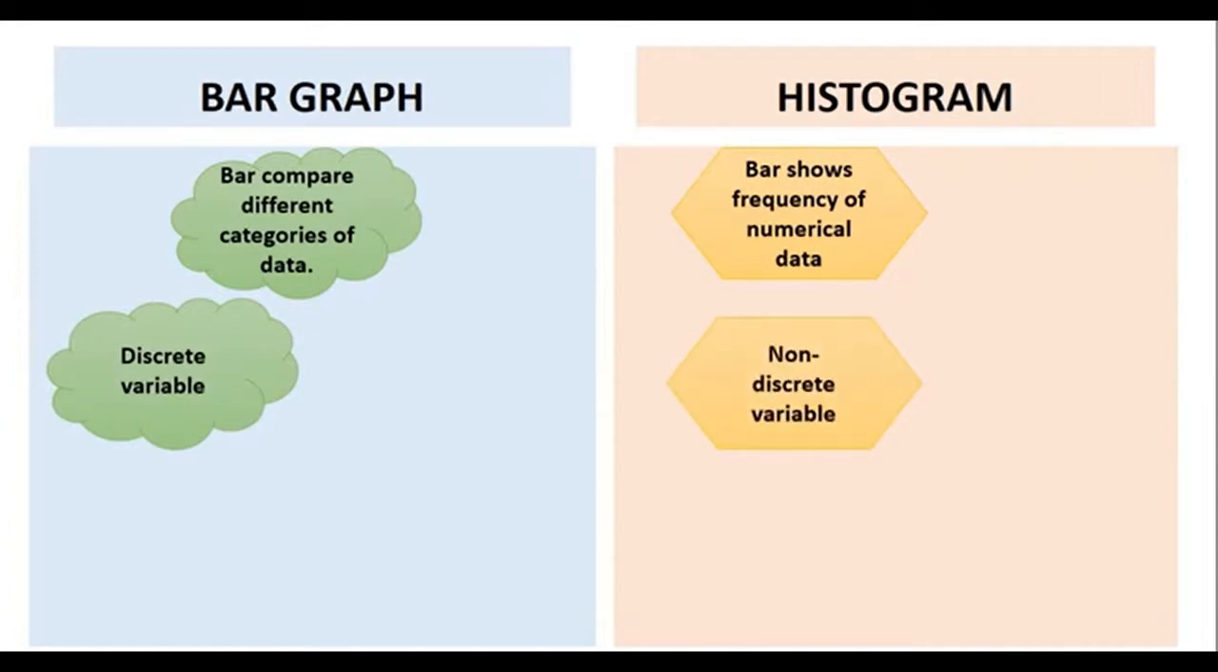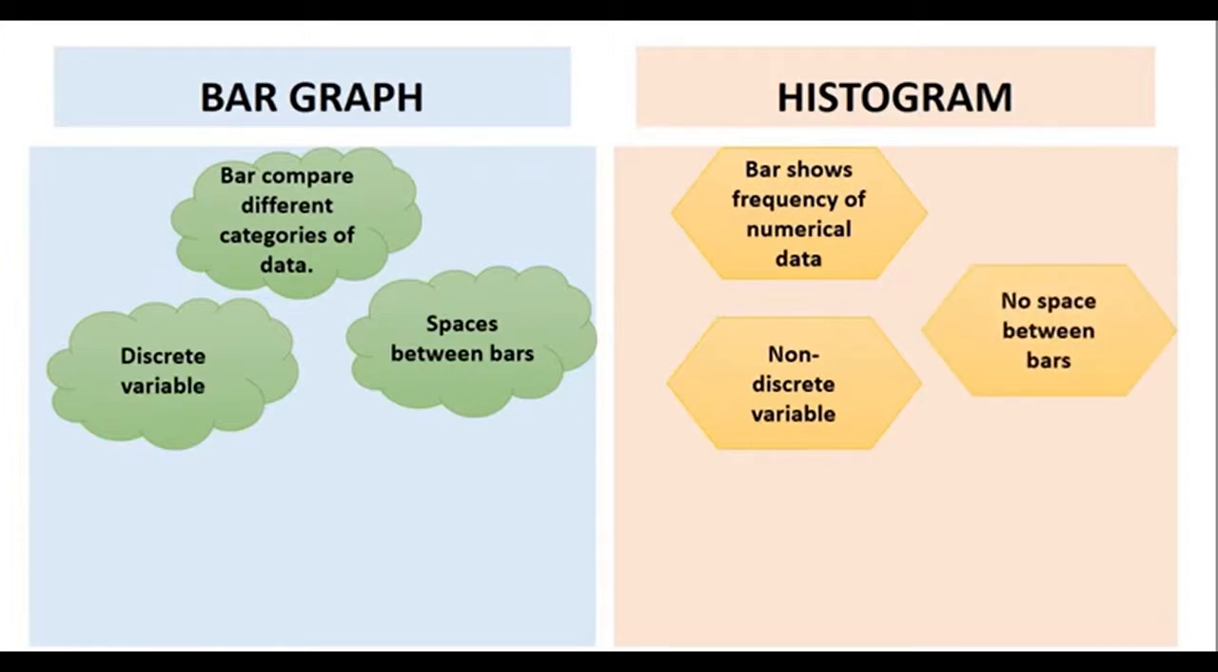Next, a bar graph indicates the comparison of discrete variables while a histogram indicates the distribution of non-discrete variables, also known as continuous variables. These different types of variables will be explained more in the second solution to the misconception. The bars of both graphs are also in different modes. In a bar graph, bars do not touch each other, hence there are spaces between bars. On the other hand, bars touch each other, hence there are no spaces between bars in a histogram.